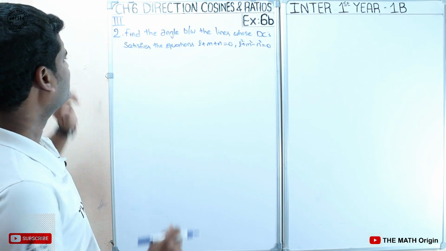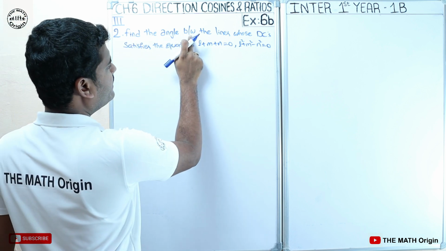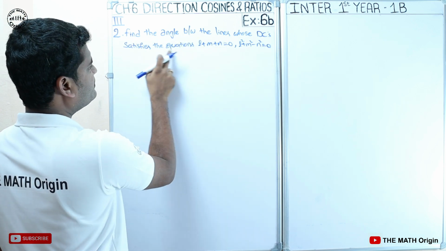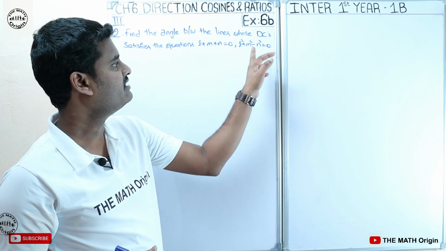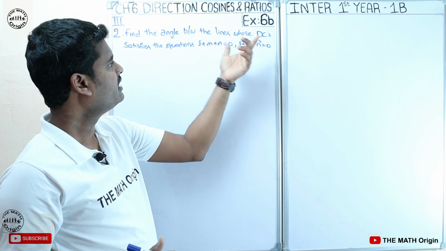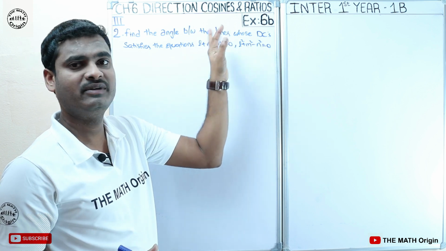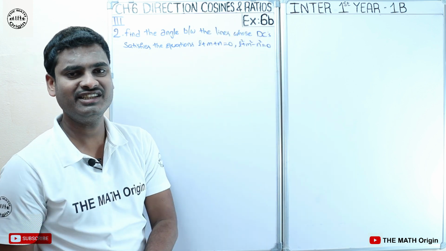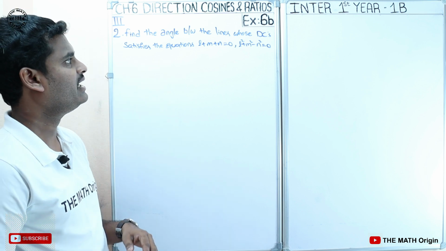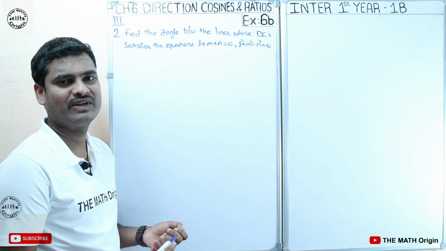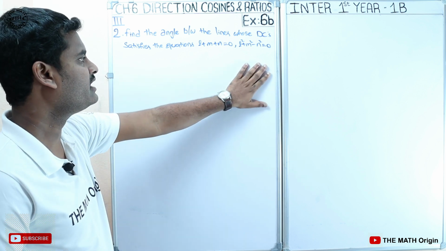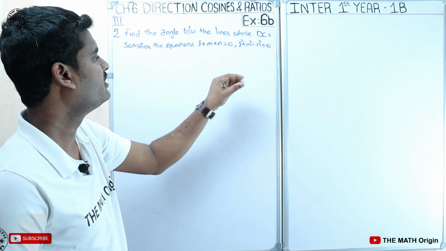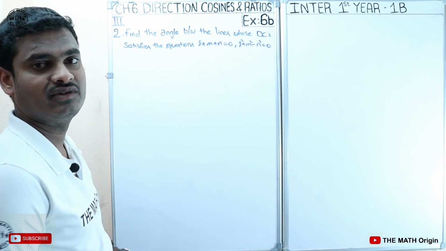Second question from the third section: find the angle between the lines whose DC satisfies the equations L plus m plus n equals 0, L square plus m square minus n square equals 0. Here I have written the question in shortcut form because of the space constraint. So I recommend you students carry the textbook while going through these videos, so that you will not get any confusion or queries regarding the question which I have written.